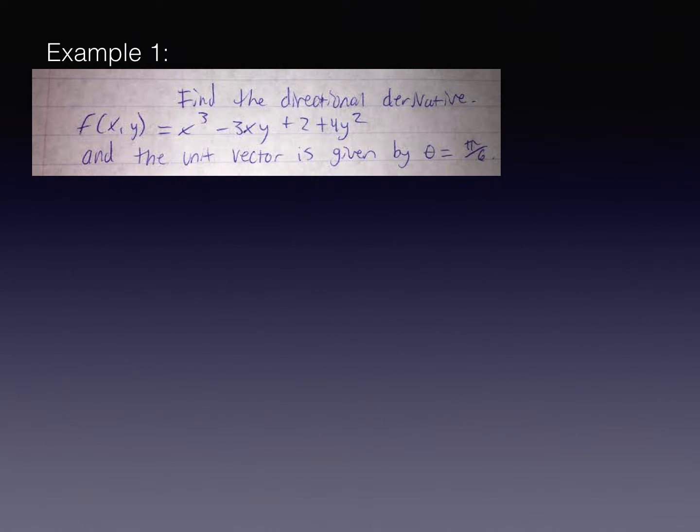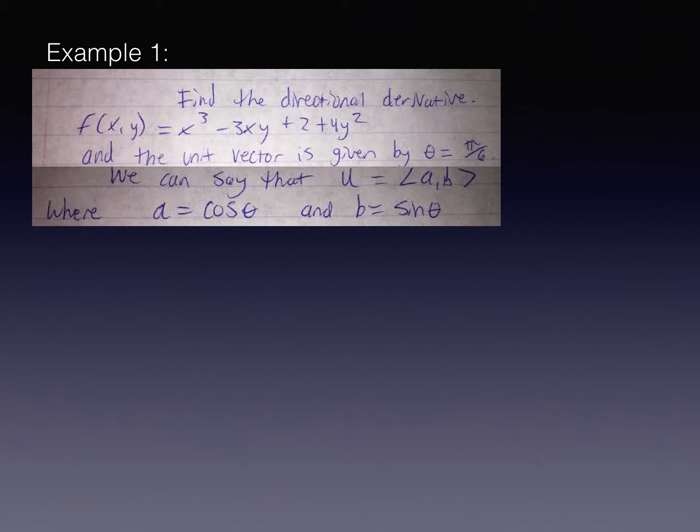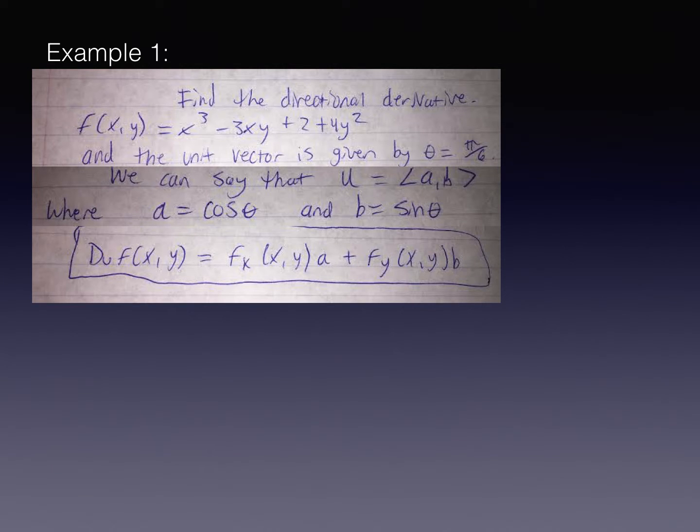I would just like to go over an example here. The first example asks us to find the directional derivative, and the function is x cubed minus 3xy plus 2 plus 4y squared, and the unit vector is given by theta equals pi over 6. We can convert this to polar and say that u equals ab, where a equals cosine theta and b equals sine theta, and we'll use this formula to calculate the directional derivative.